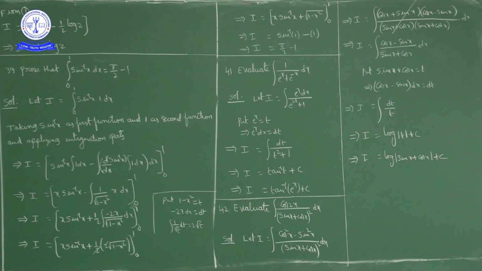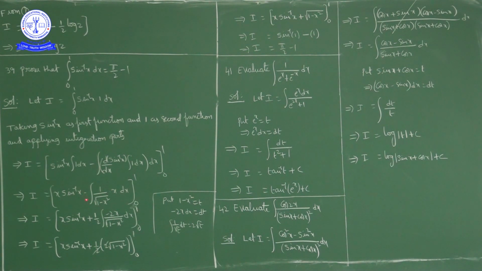Here the question is to prove integral 0 to 1 sin inverse x dx equal to pi by 2 minus 1. Here there is only one function, which is not directly integrable. In such a case, consider the given function as first function and unity as second function. Then by applying the integration by parts method: first function into integral of second function minus integral of derivative of first function into integral of second function, whole dx, lower limit 0, upper limit 1. So sin inverse x into integral dx is x, x sin inverse x minus integral of derivative of sin inverse x is 1 upon square root of 1 minus x square into integral 1 dx is x, whole dx.